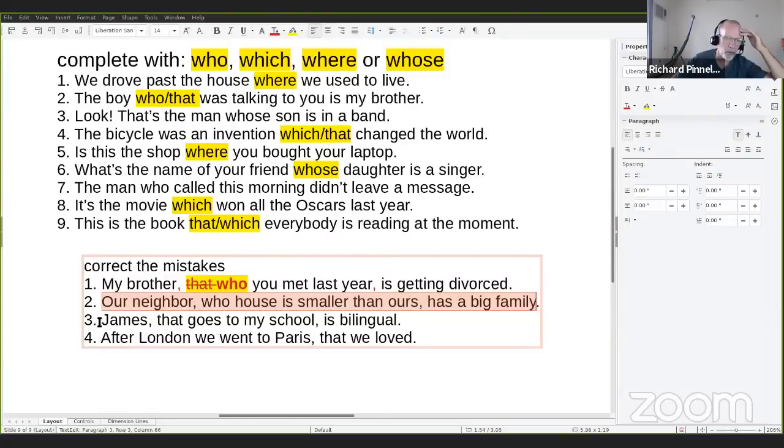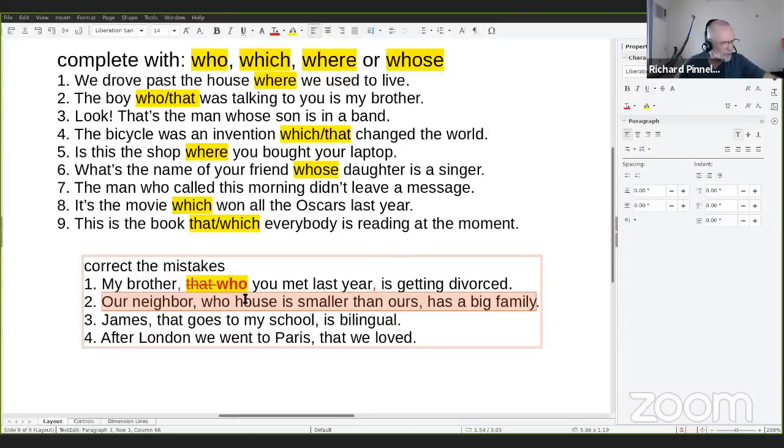So, what's the problem with this sentence? What's the mistake with this sentence? Can anybody tell me the mistake with this sentence? I've got nobody in the conference. Can somebody tell me the mistake with this sentence? Don't seem to be getting any messages. Maybe this has gone wrong again.